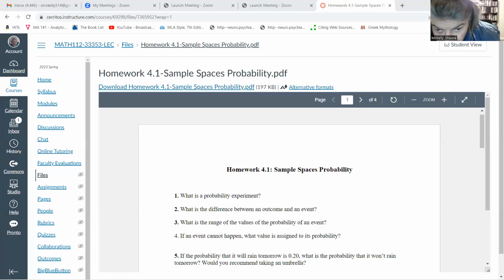Okay, so I'm going to pull up the homework assignment. And as usual, it starts with some basic questions from the slides, but I am going to go over these, which I usually don't do in a great deal of detail. But what is a probability experiment? What is the difference between an outcome and an event? And what is the range of the values of the probability of an event? So we'll get to that.